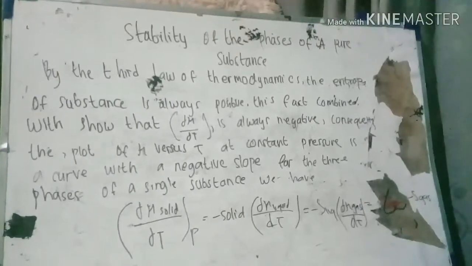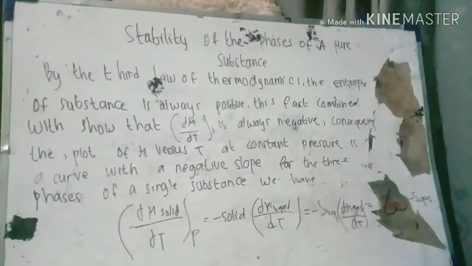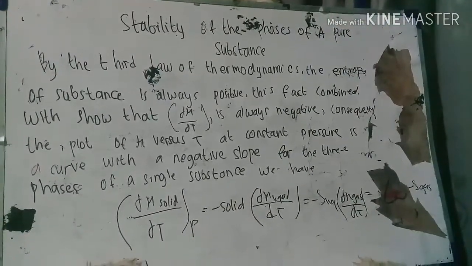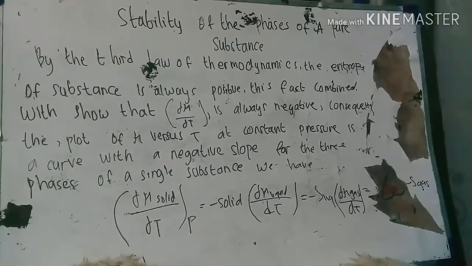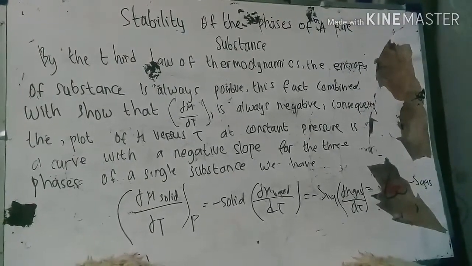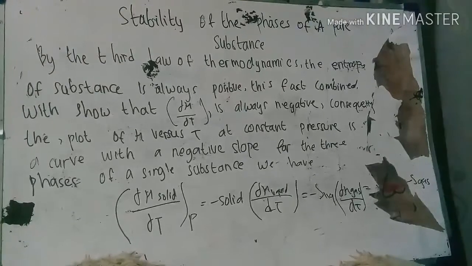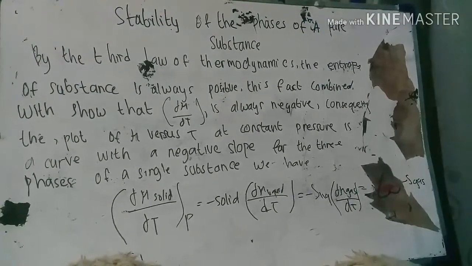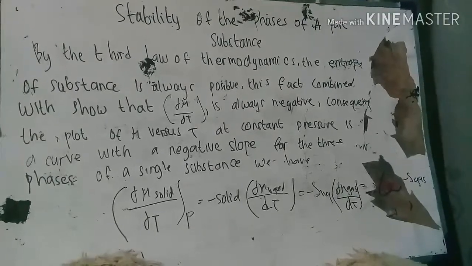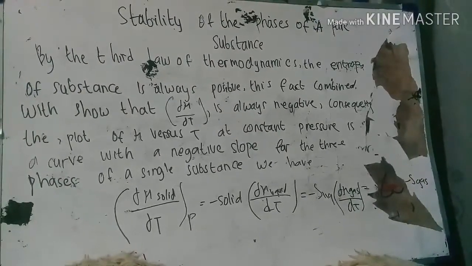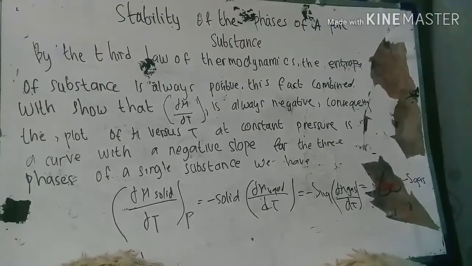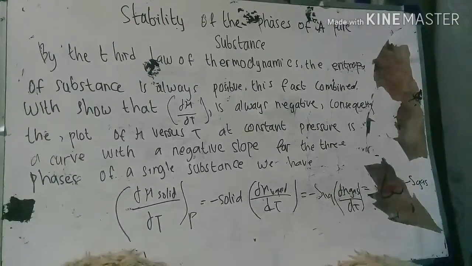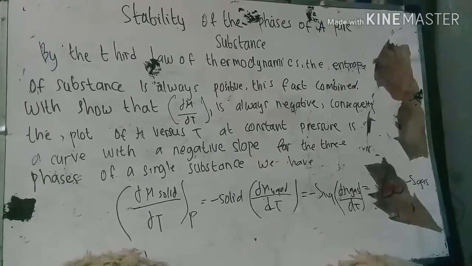Stability of the phases of a pure substance. The third law of thermodynamics: the entropy of a substance is always positive. This fact, combined with the previous equation, means that (∂μ/∂T) is always negative. Consequently, the plot of μ versus T at constant pressure is a curve with a negative slope for the three phases of a single substance.